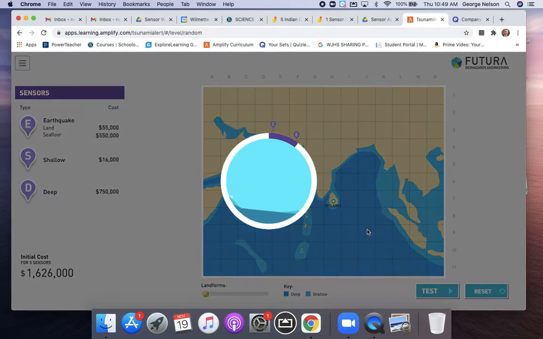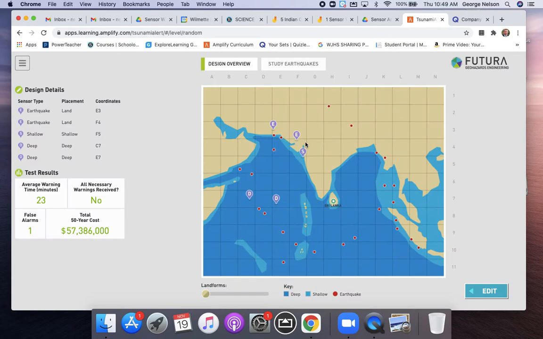Well, when you hit test, a tsunami happens over 50 years. You click this open and it tells you that it detected it 5 times. It had one false alarm, which is bad. It had a break. Oh, earthquake is up here. Was it a good position? Were they good being on land? It had 3 detections, 1 false alarm, 0 breaks. Oh, not so good. Oh, 4 detections, 0 false alarms, 0 breaks. Oh, maybe deep water sensors are good in deep water.